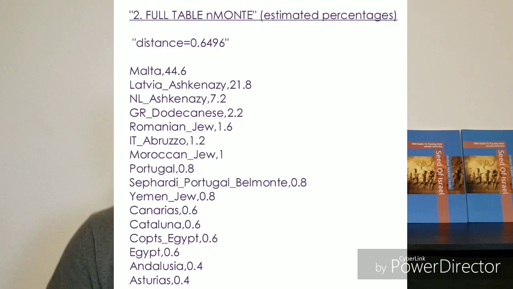And so the full table in Monte, the distance, estimated percentage is distance. Malta, and then Latvia Ashkenazi, then Netherlands Ashkenazi, Greek Dodecanese, Romanian Jew, Italian Abruzzo, Moroccan Jew, Portugal, Sephardi Portugal, Belmont, Yemen Jew, and then it really gets down there, percentages. So let's see some of the other results.